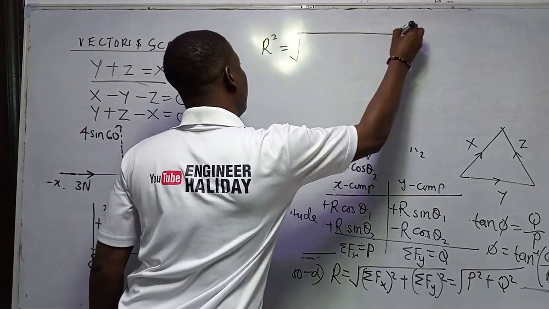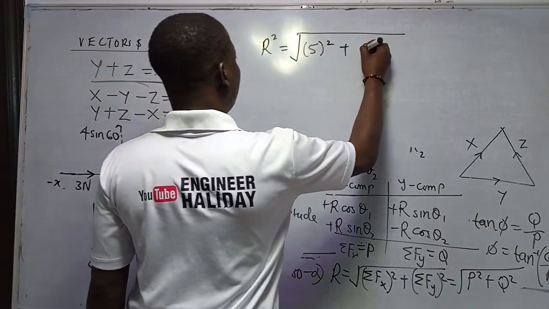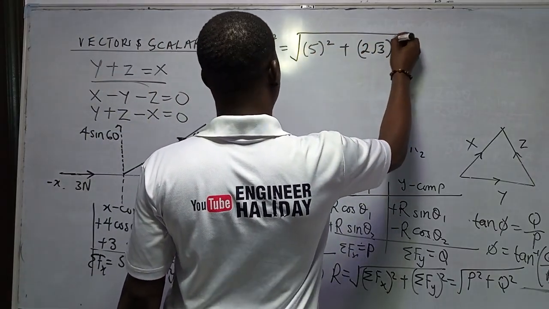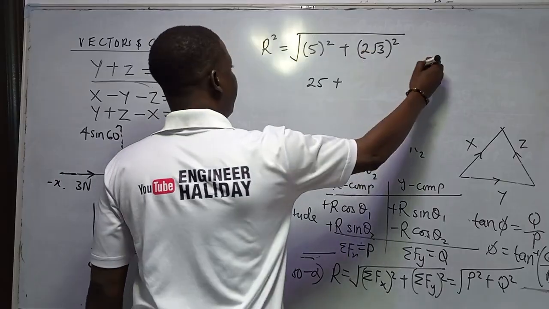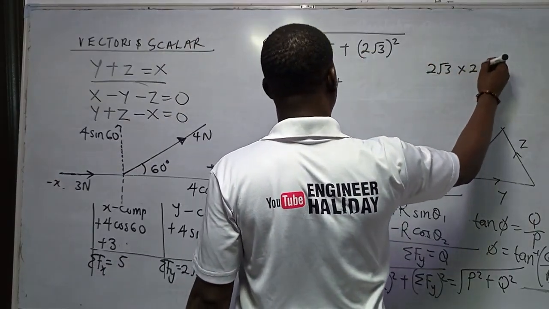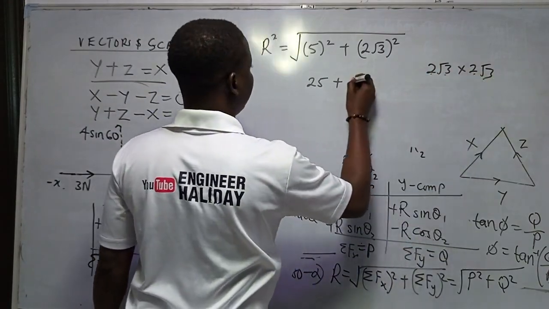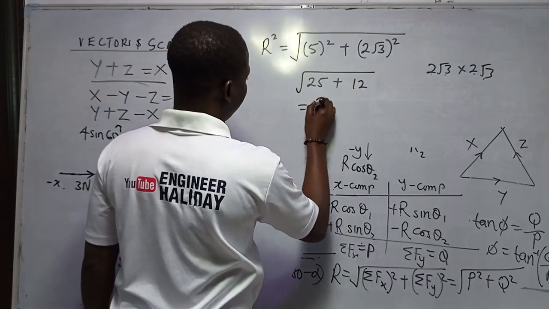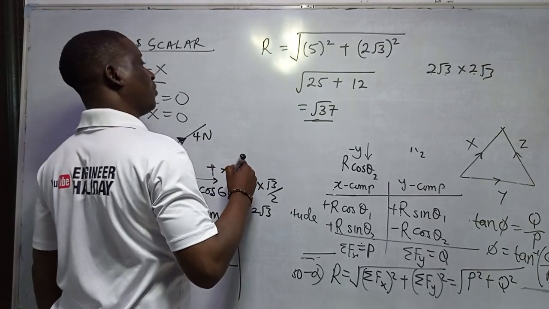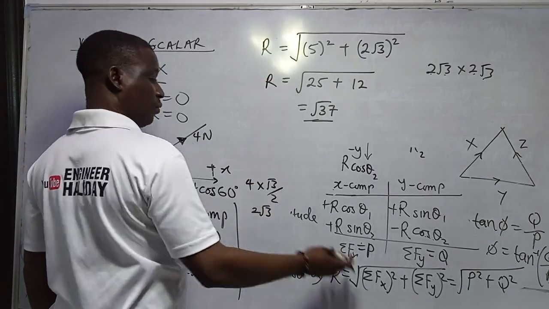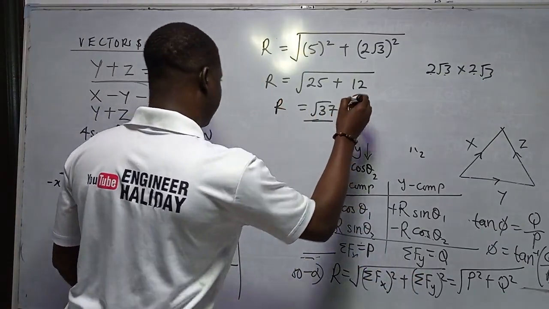So this one now, square root of what? 5 square plus what? 2 root 3 all square. So this one will give us 25 plus what? This one means 2 root 3 times 2 root 3. What do we have? 4 times 3 is 12. So what do we have now? Square root of what? 37. If so, that means we remove this one. So you have to remove that one, please, because of what we have here. So this one is our resultant.